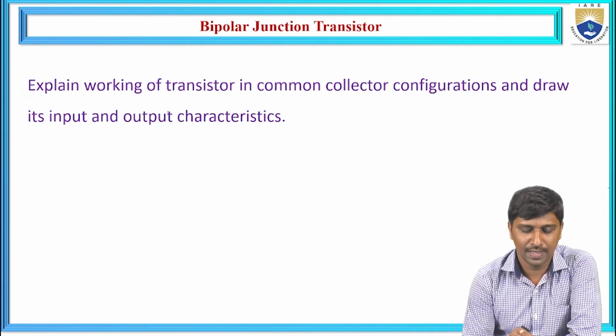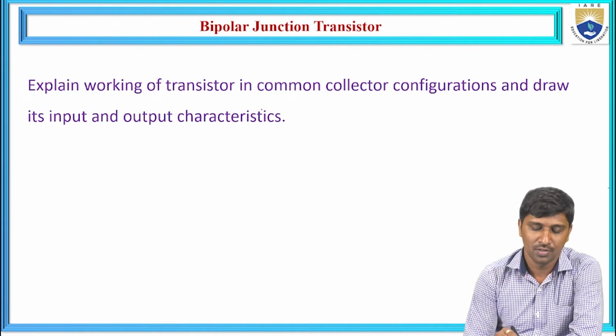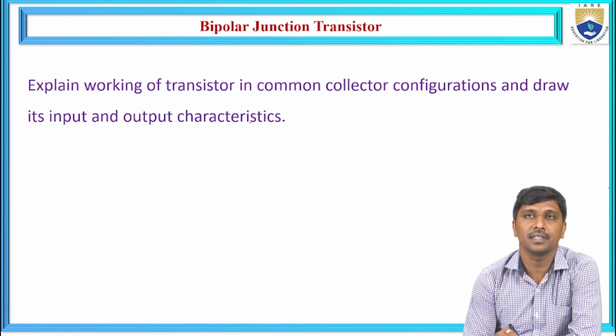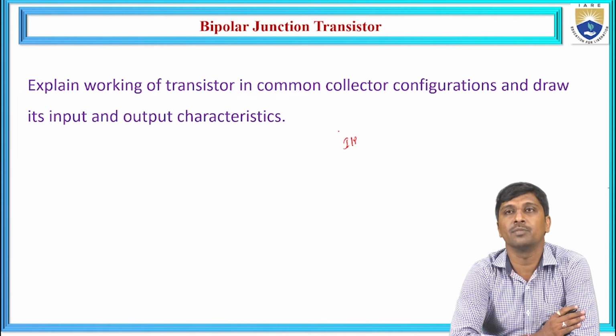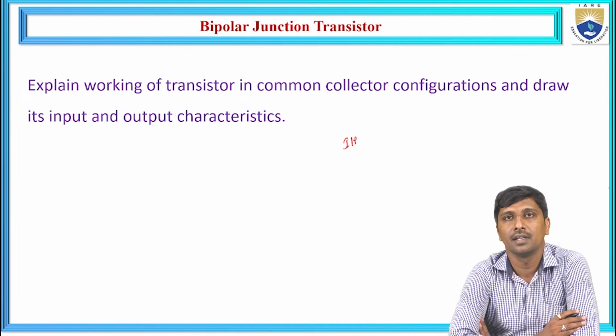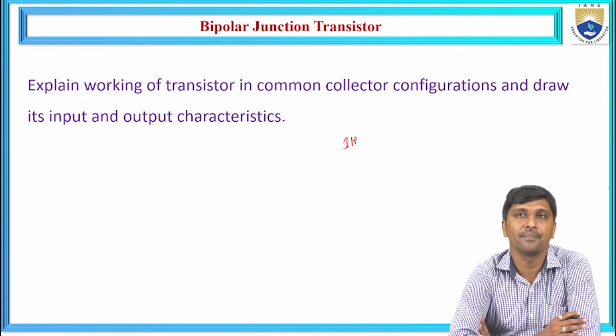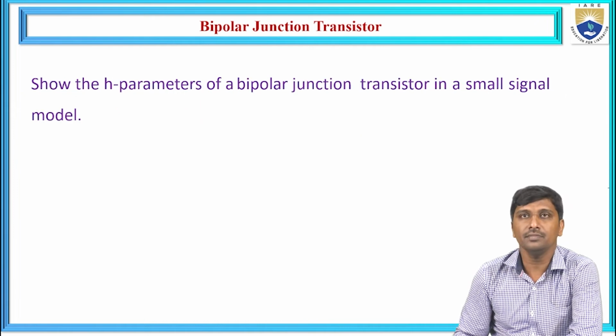Now another one is: explain the working of a transistor in a common collector configuration and draw its input and output characteristics. For this case, you first draw the construction of the common collector, then apply the proper biasing, then you can explain with the input and output characteristics. In any case, the input characteristics are drawn between the input parameters, the input voltage and the input current. While drawing the output characteristics, we need to plot between the output parameters, that is output voltage and output current. You can refer to the common collector configuration characteristics video.